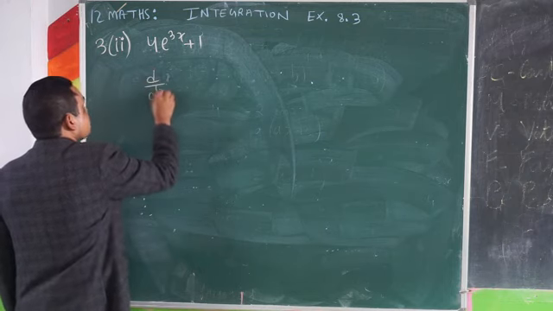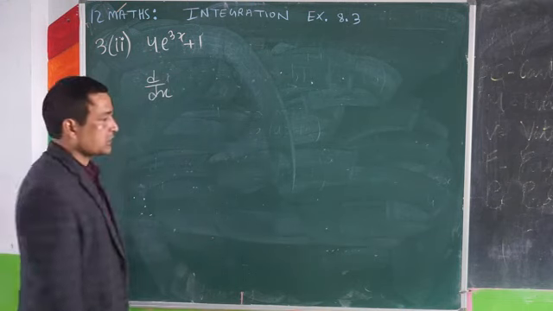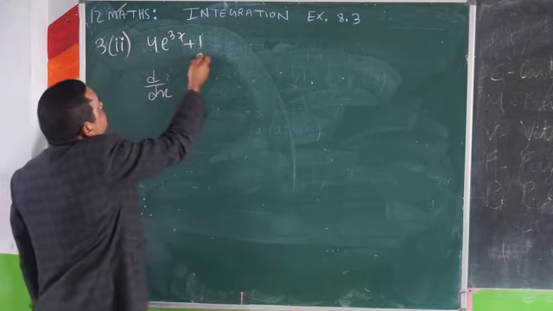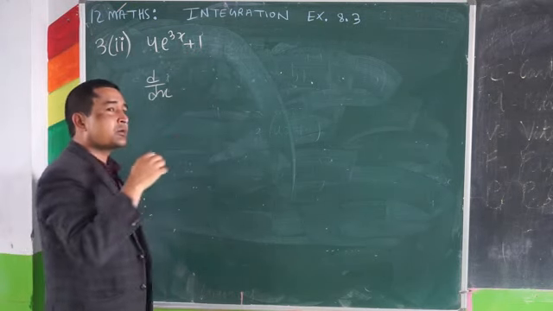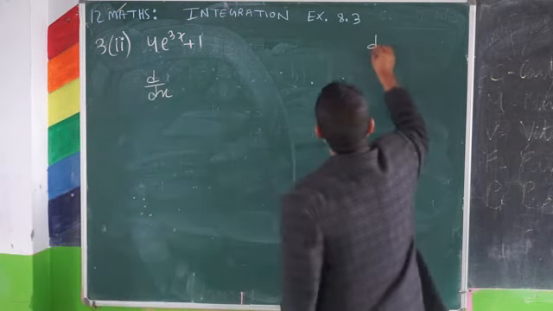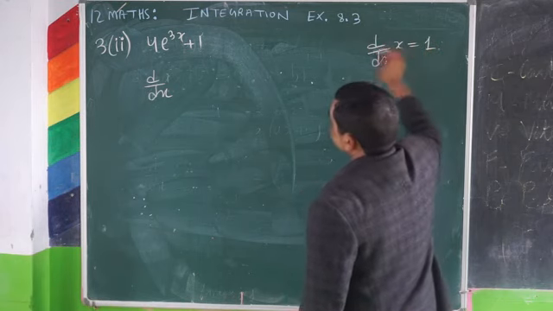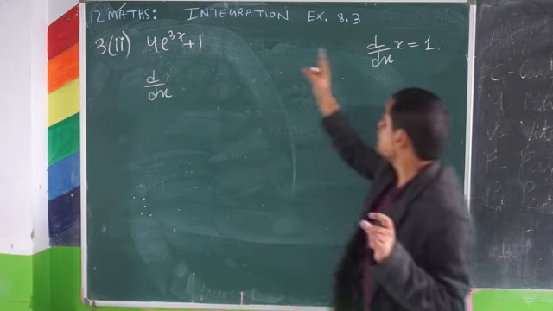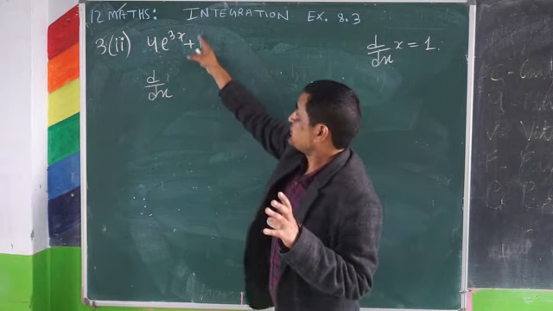Then after differentiation, what question is this? Now to get the 1, the differentiation of what is 1? Differentiation of x is 1. That means in place of 1 there must be x, because differentiation of x is 1. We get the question for this one.